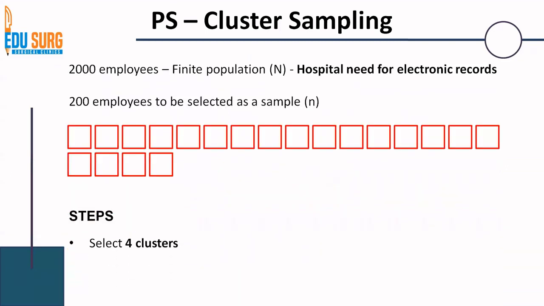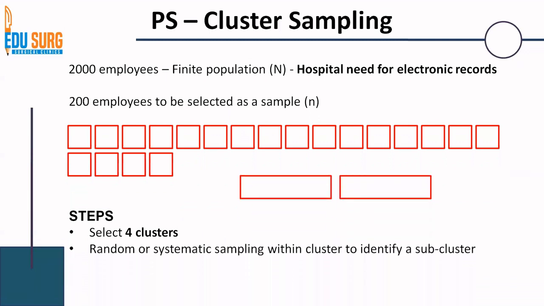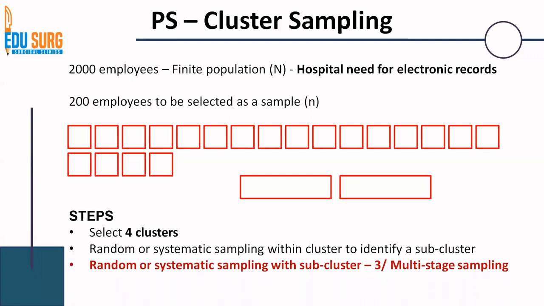There is also a technique where once you have selected your four clusters, you do a systematic sampling to identify a subcluster. And this is known as a three or a multi-stage sampling, because then you can do random or systematic sampling within the subcluster. This is a bit advanced. What you need to know is that clusters are naturally defined groups. Multi-stage sampling is asked sometimes in exams. That's why I'm trying to discuss. Suppose you want to do a two-stage sampling.